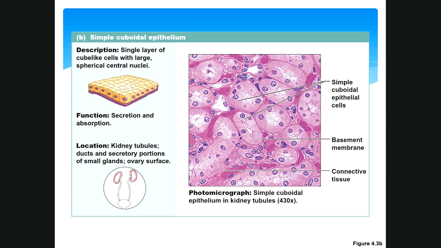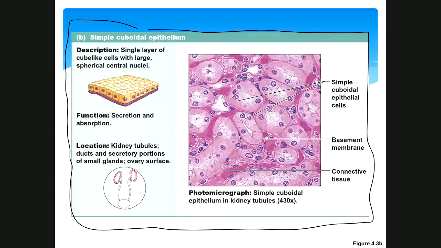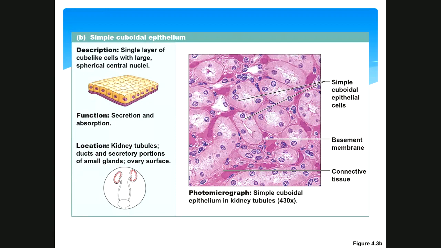Let's look at simple cuboidal. So here's our box, just like we saw before. And again, we're going to have a picture, a diagram, a description, and then a location and a function. So if we look at this diagram, this is one row. Here's my apical surface. There's my basement membrane. One row. But these cells are shaped like cubes, and they have a round nucleus right in the middle. So they look like a box. And look, it's just one row.